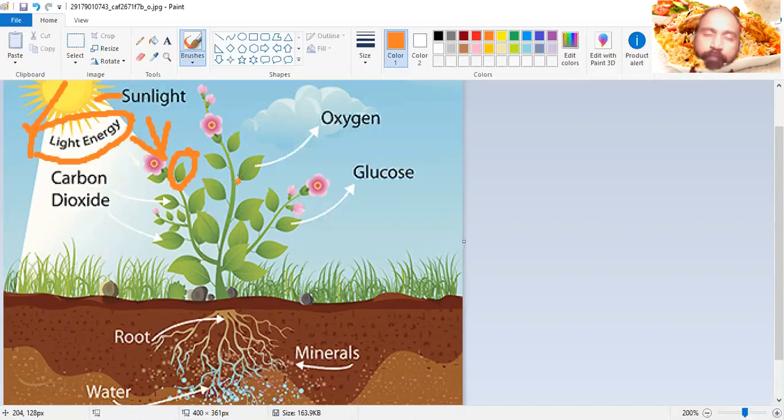Remember that. Now, why are the plants green in color? Why is the stem green in color? Because they have a green color pigment present in the leaf and stem. This pigment is called chlorophyll. That pigment is called chlorophyll.